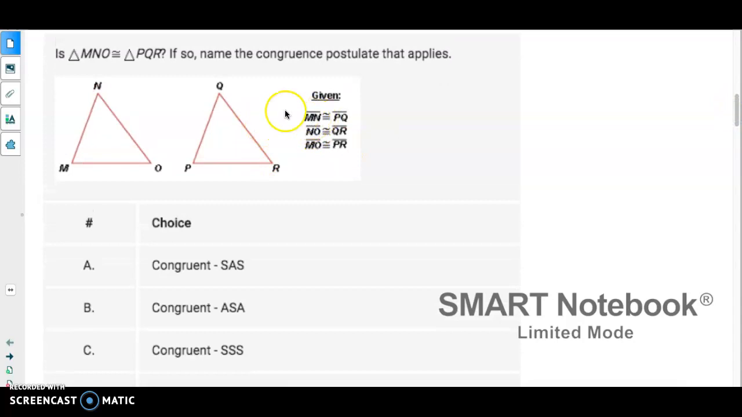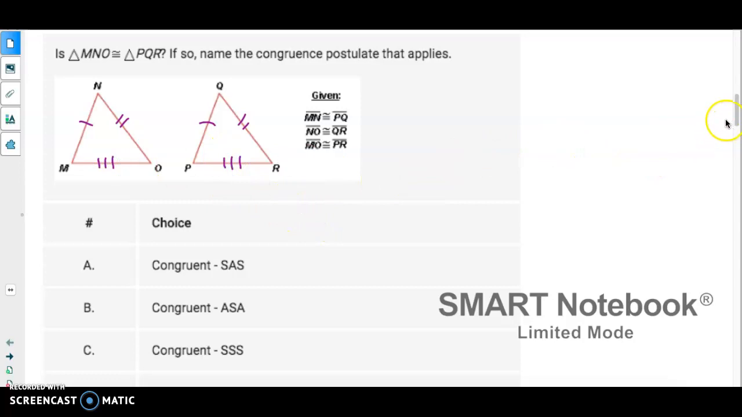So we're told that MN, so this side here, is congruent to PQ, so this side here. I've just drawn a line there to show that this side is congruent to this side. NO is congruent to QR. So these two sides are congruent. And last we have MO is congruent to PR.